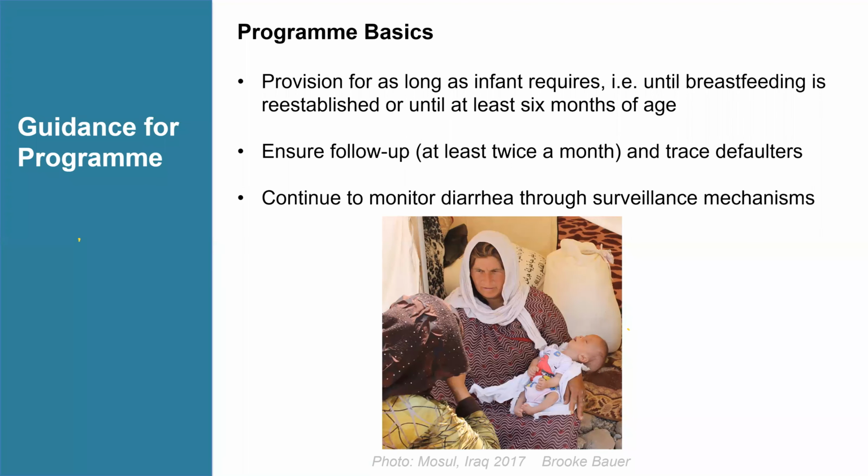So program basics. If we begin to distribute BMS, we have to distribute it for as long as the infant requires. So until breastfeeding is reestablished, or at least until 6 months of age, depending on the context, at least until 6 months, sometimes longer. We want to ensure follow-up at least twice a month, and we want to ensure that we're tracing defaulters, those that aren't coming back into the program, and we want to work closely with the health sector or health cluster to continue to monitor diarrhea through surveillance mechanisms to ensure that we're not causing more harm.